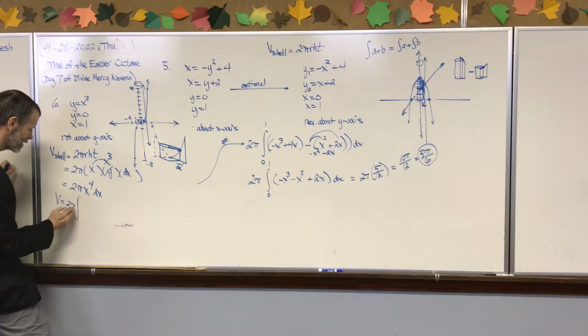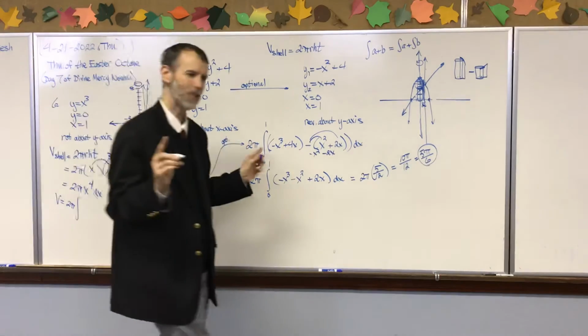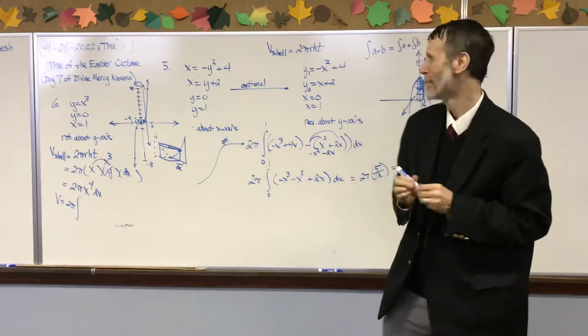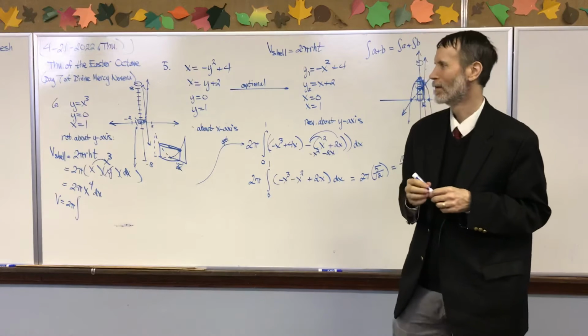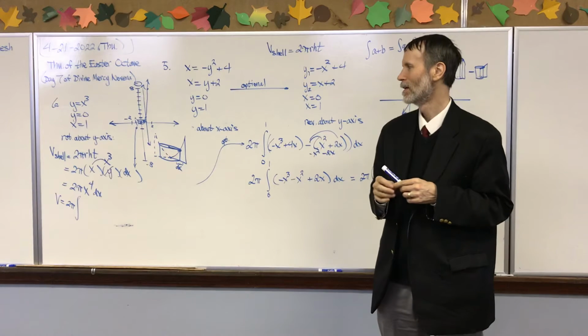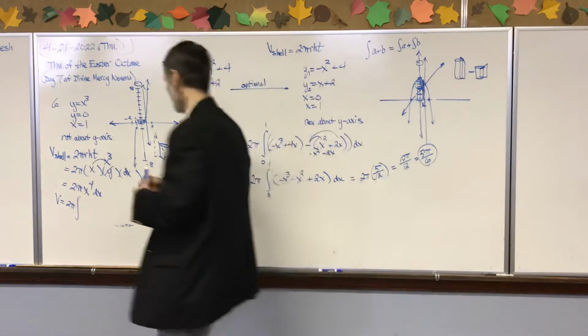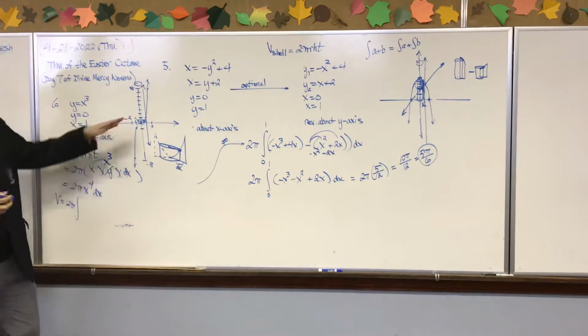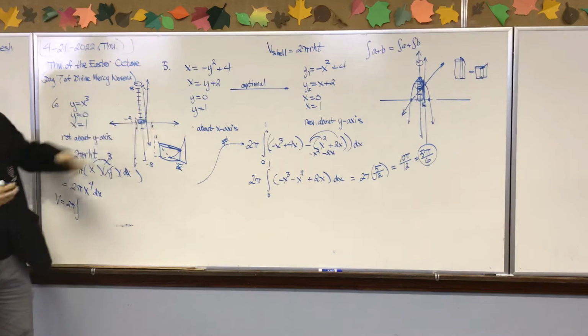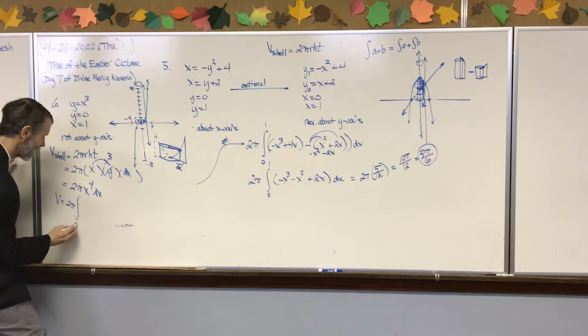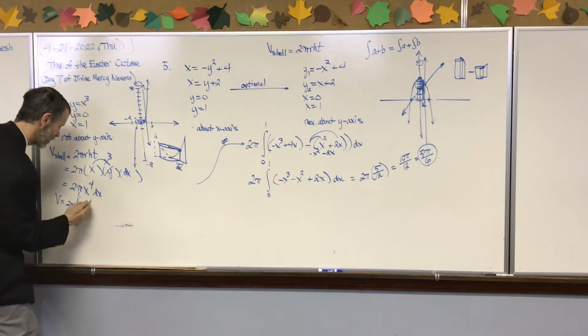Pull the 2 pi up in front. From what to what? From 0 to 1. Are you using x's or y's? X's, correct. In this case, it's kind of ironic because the y's go from 0 to 1 also, but we're using x's. From 0 to 1 of x to the 4th dx.